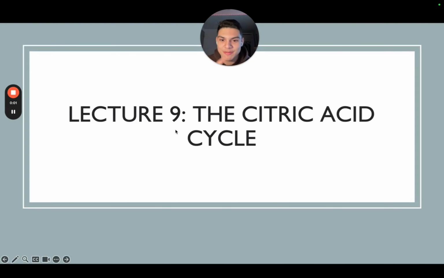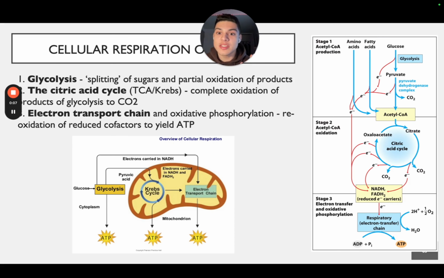All right, change the scenery for a bit. Lecture 9, citric acid cycle. I feel a lot more organized for this, but let's move on into it. So we just talked about glycolysis and how we split the sugars. We had partial oxidation, and we're now basically at pyruvate. I know it's also called pyruvic acid, same thing, synonymous.